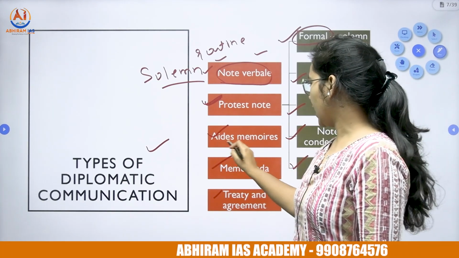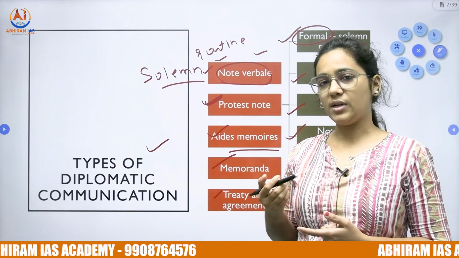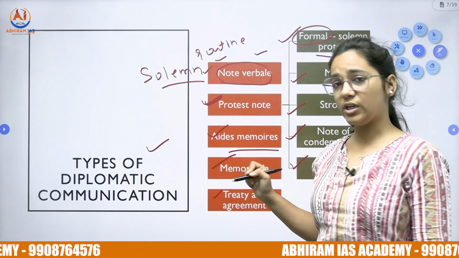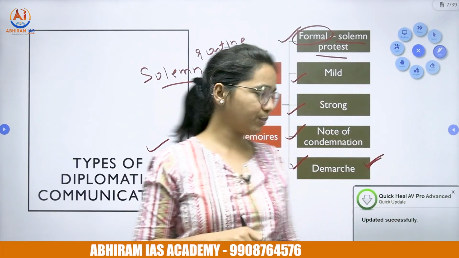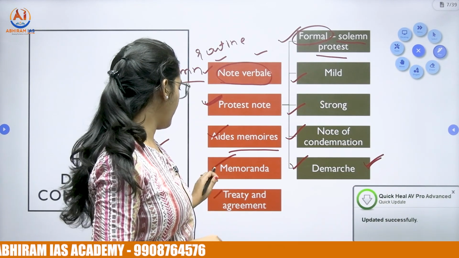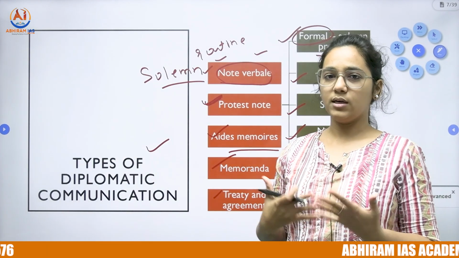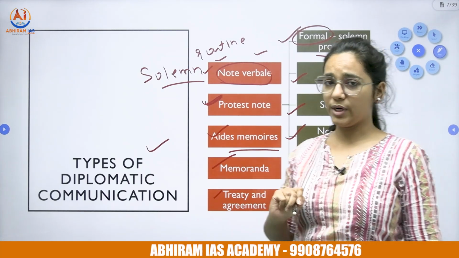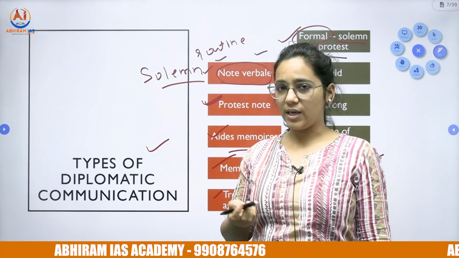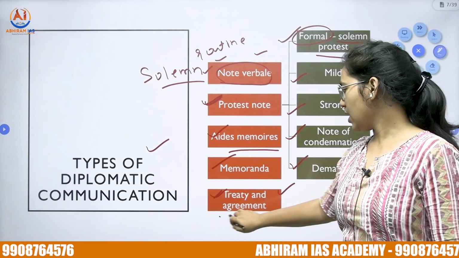And there are other forms, aide-memoire. Aide-memoire is nothing but they will keep a track of all the diplomatic communications informally. They will record them for future reference. So that is aide-memoire. And there are memoranda and treaty and agreement. So memoranda is nothing but a detailed document on any specific issue of interest for the country, whereas treaty and agreement is if any two bilateral or multilateral parties undertake an issue and frame an agreement, that is called a treaty or agreement.